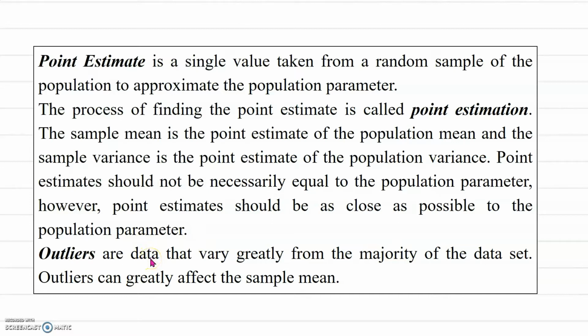Outliers are data that vary greatly from the majority of the data set. Outliers can greatly affect the sample mean.